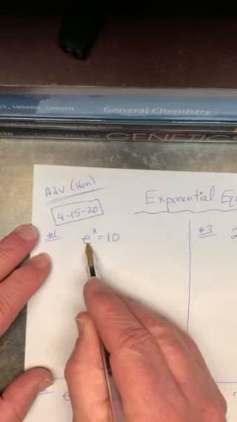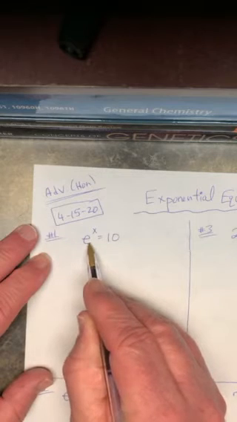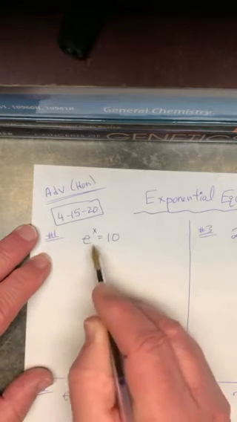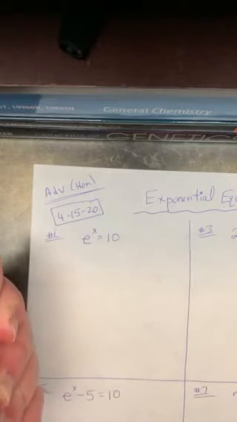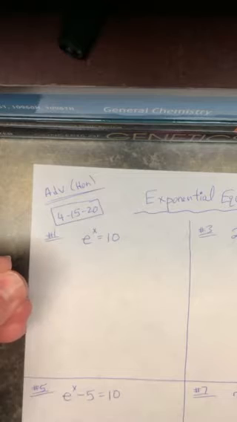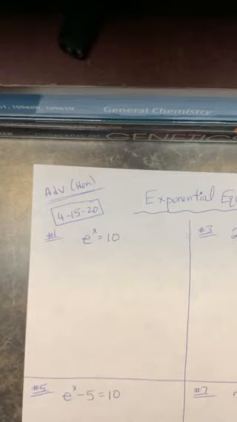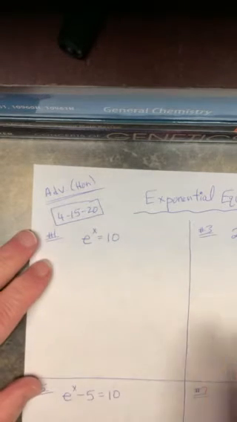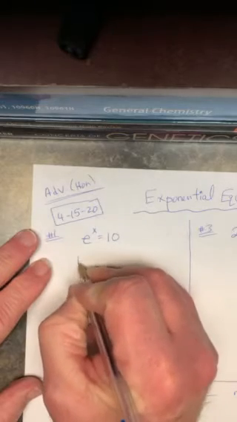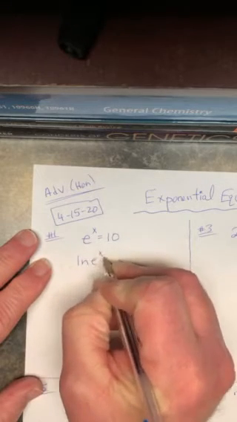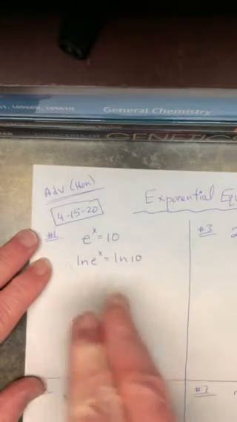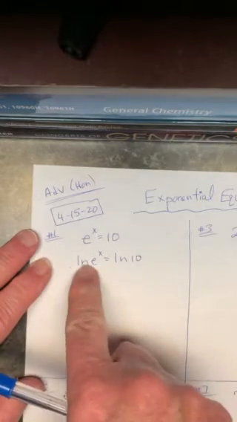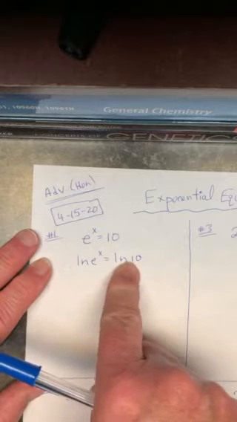Now, because it's a base of e here, when I do say, let's log both sides, we're actually going to ln both sides, right? Because we use natural logarithms when the base of e is being utilized. So here we go. Step number 1. ln of e to the x equals the ln of 10. I natural logged both sides. Whatever I did to one side, I did to the other.